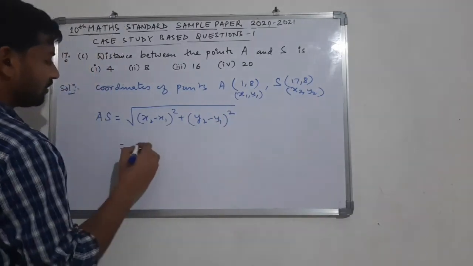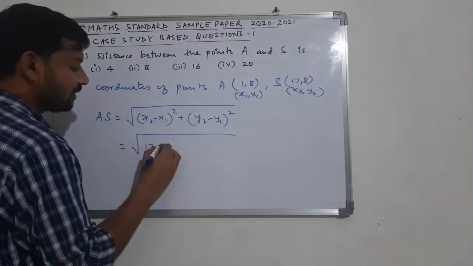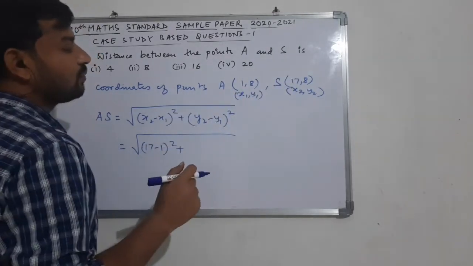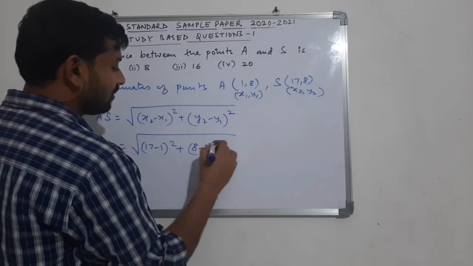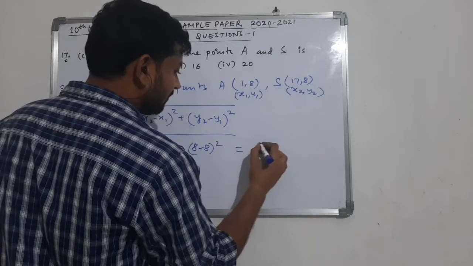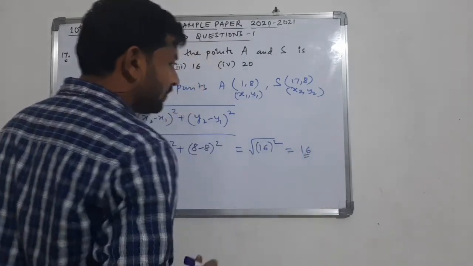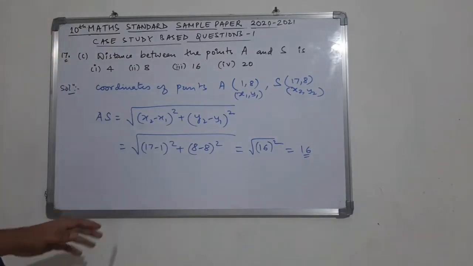So let us substitute the values here. x2 is 17 minus 1 whole square, 17 minus 1, x2 minus x1, then 8 minus 8, it is the same point, so this is 0. So we are getting here 16 square under square root sign, that is nothing but 16. So clearly the distance between these 2 points is 16.